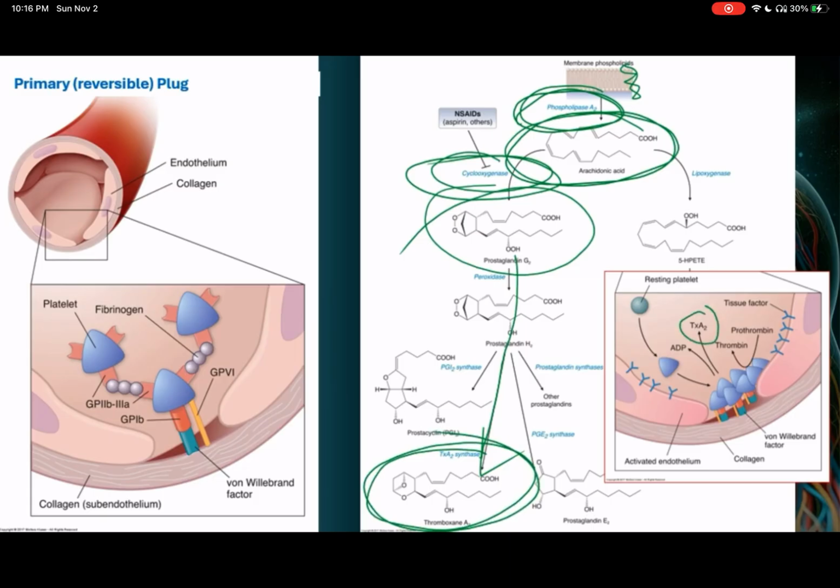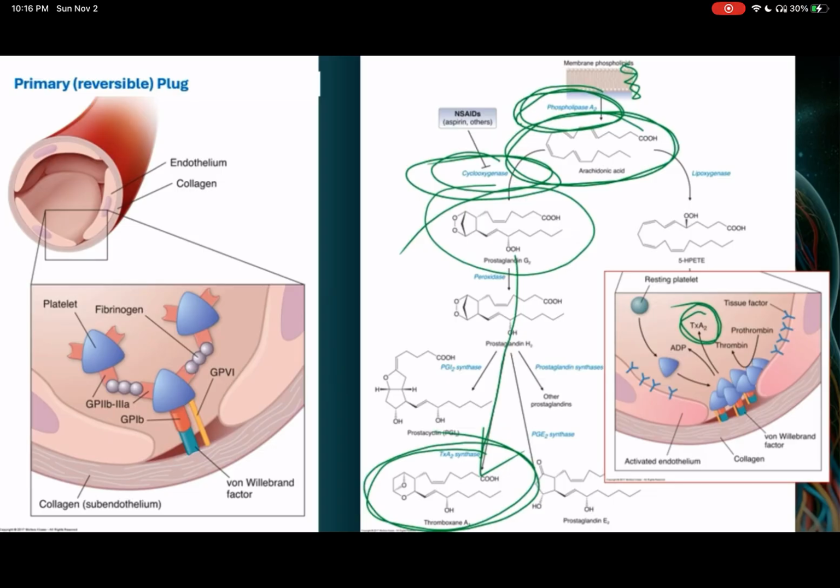Thromboxane A2 is released from our platelets. And this molecule, via G protein coupled receptor, causes vasoconstriction at the site of vascular injury and stimulates the granule release reaction within other platelets. Thereby, thromboxane A2 is propagating the cascade of platelet activation and vasoconstriction.